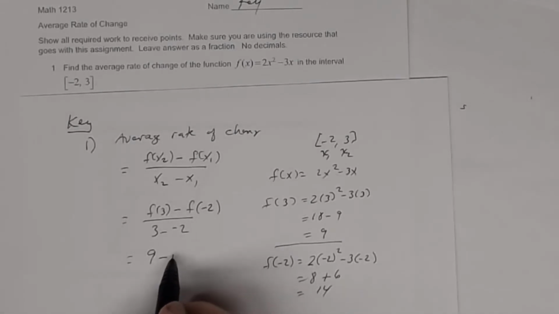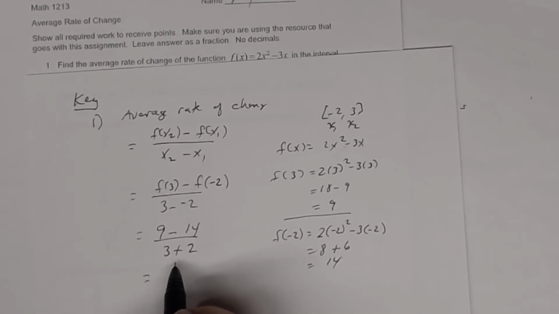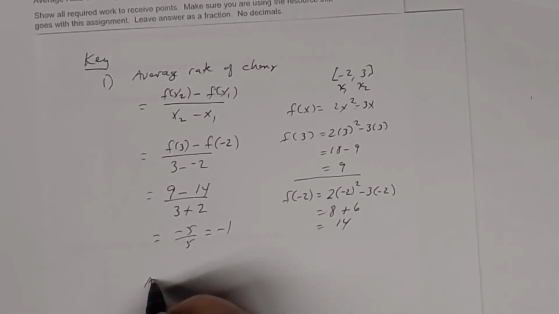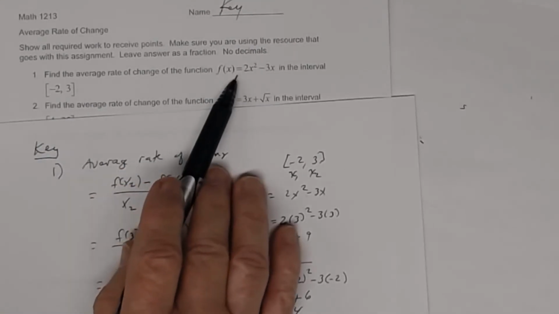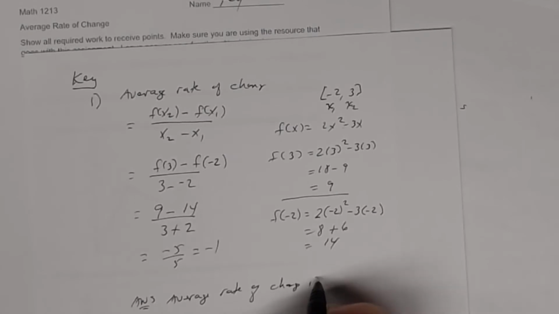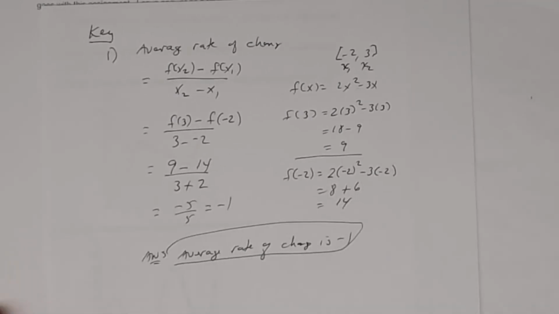So then this becomes 9 minus 14 divided by 3 subtract -2, which means 3 plus the opposite of -2, which is 2. So 9 subtract 14 is -5, 3 plus 2 is 5, and so I get -1. So what I found is that the average rate of change in the interval from -2 to 3 for this function is -1. All right, so there's the work, and there's your answer. That's the average rate of change.